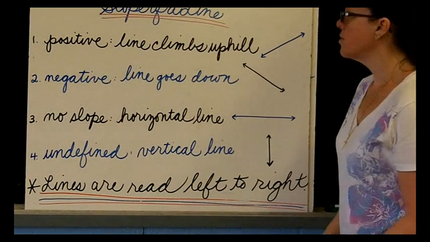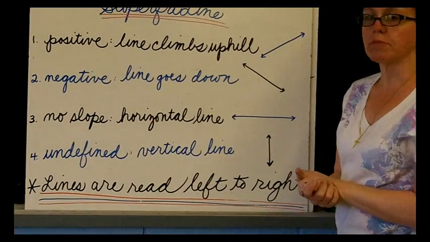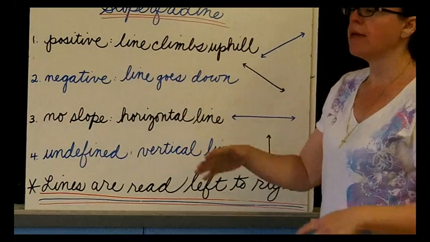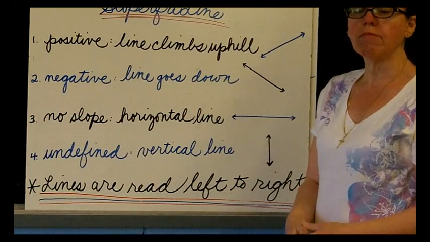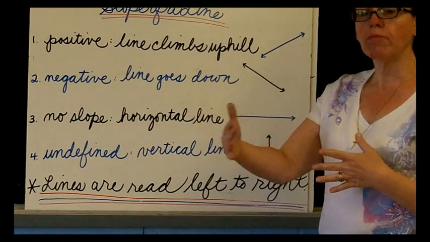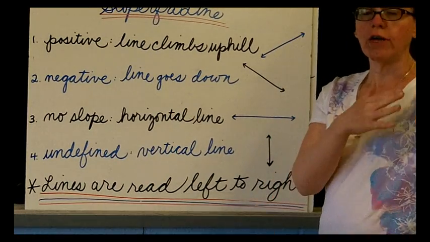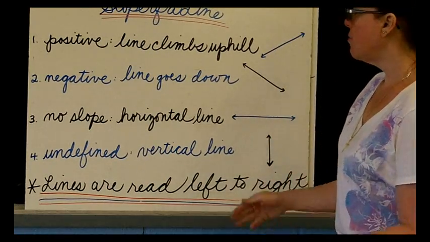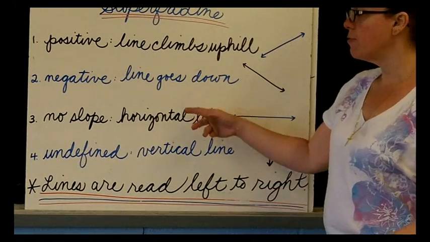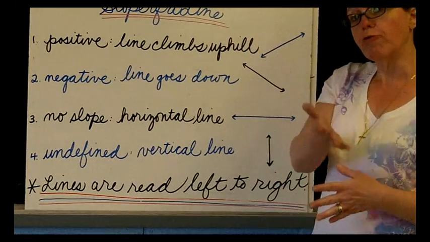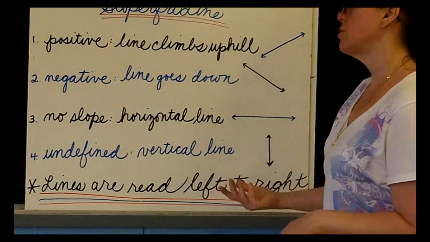Now, when we talk about the slope of a line, there are four different possibilities that we will have. If the line has a positive slope, it means that the line will move from left to right in an uphill fashion, starting lower and then climbing higher. If the line has a negative slope, then again, reading from left to right, the line will fall. It will go downhill, so to speak.